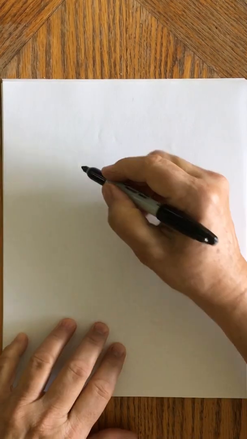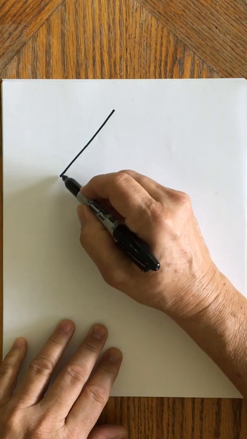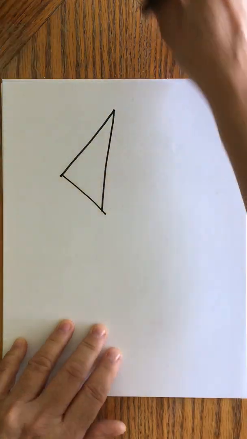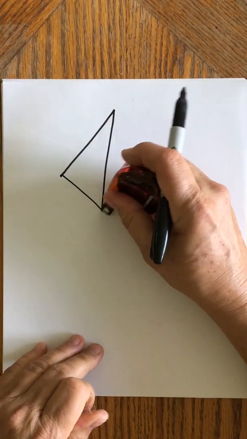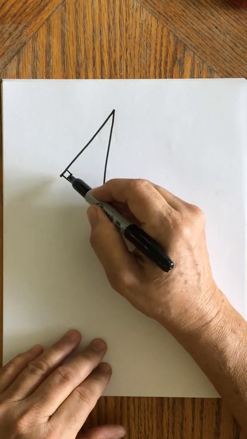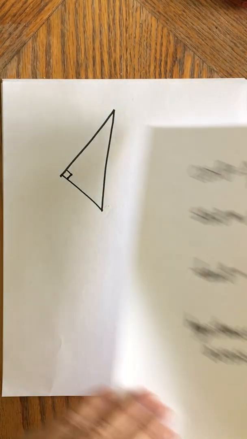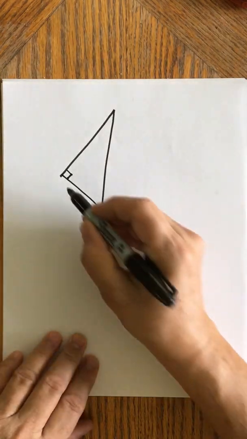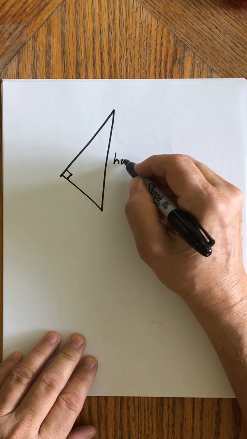All right, so let's say I go to label a triangle, and I have a triangle here, and I'm going to kind of make it like this. And my right angle is going to be where my vertical and horizontal line come together. So there's my right angle. And remember, the hypotenuse is always across from the 90-degree angle. Always. That's not going to change. So here would be my hypotenuse.